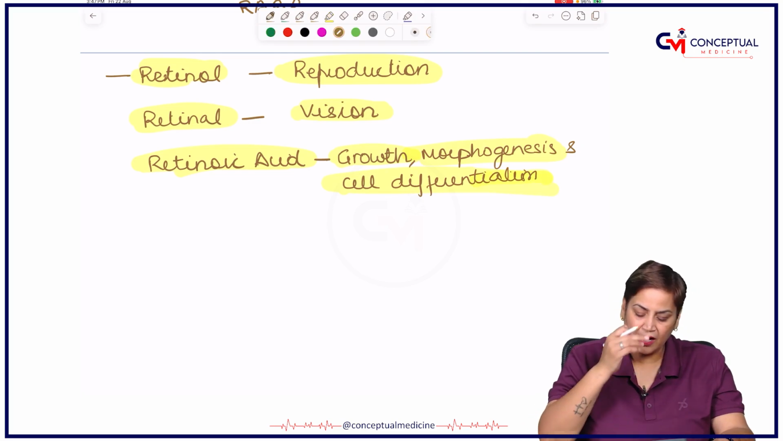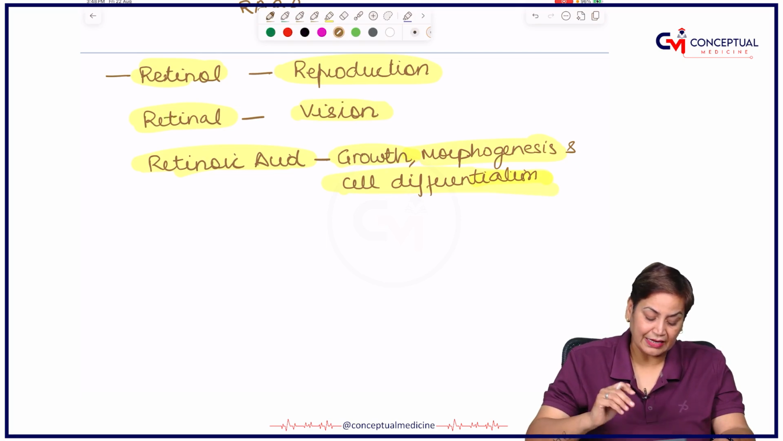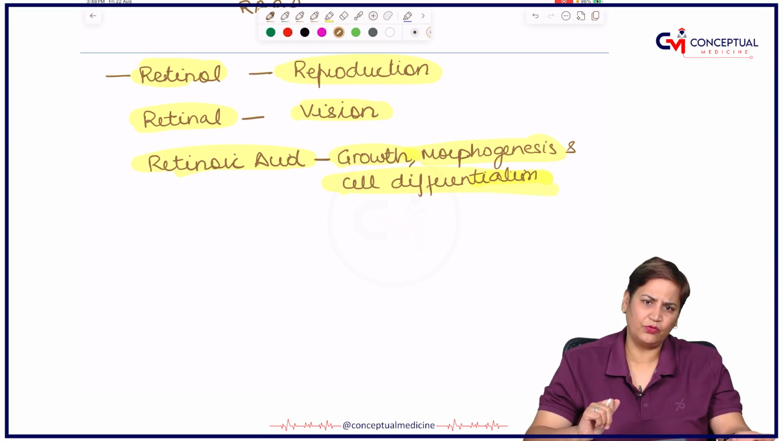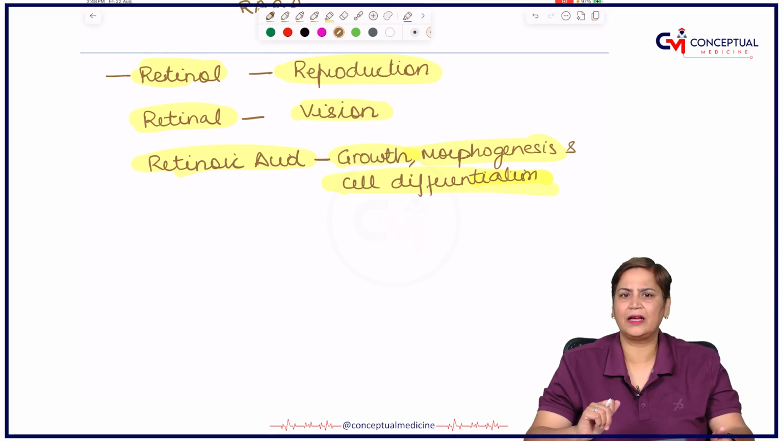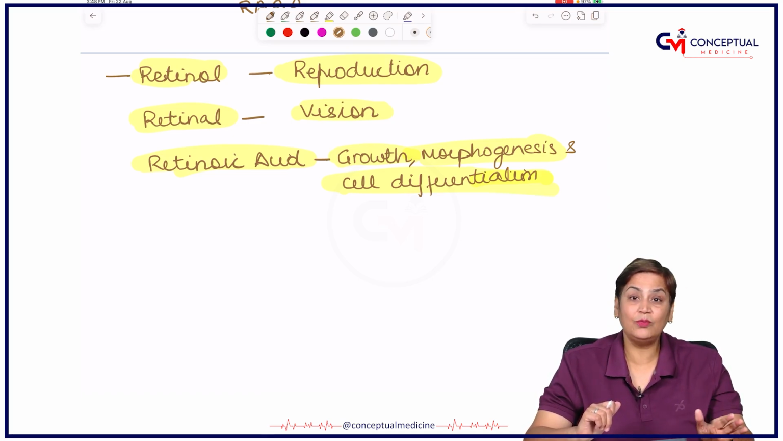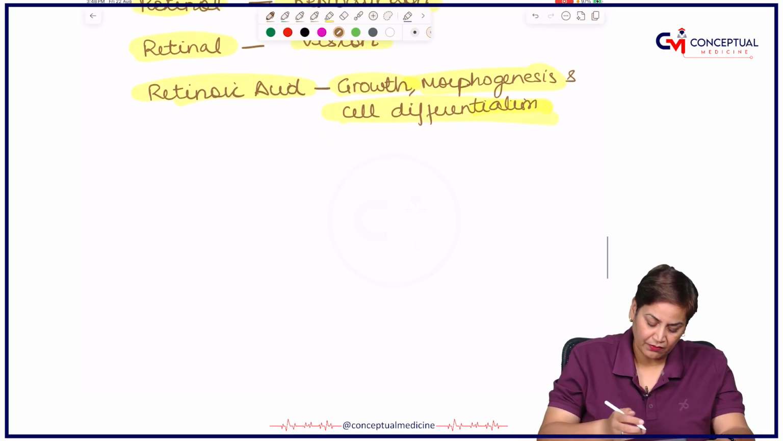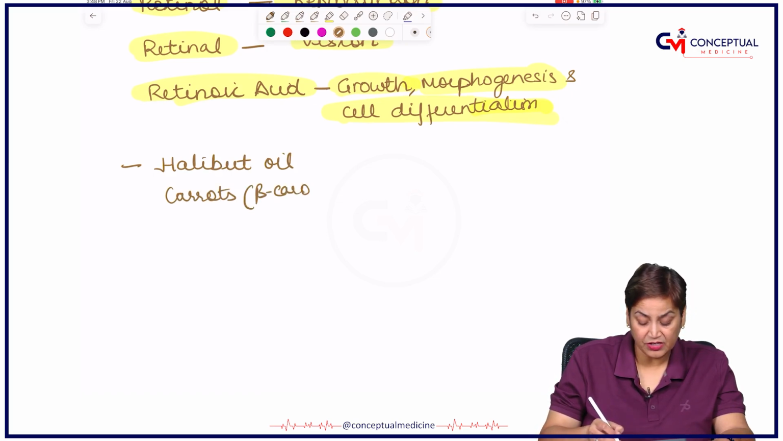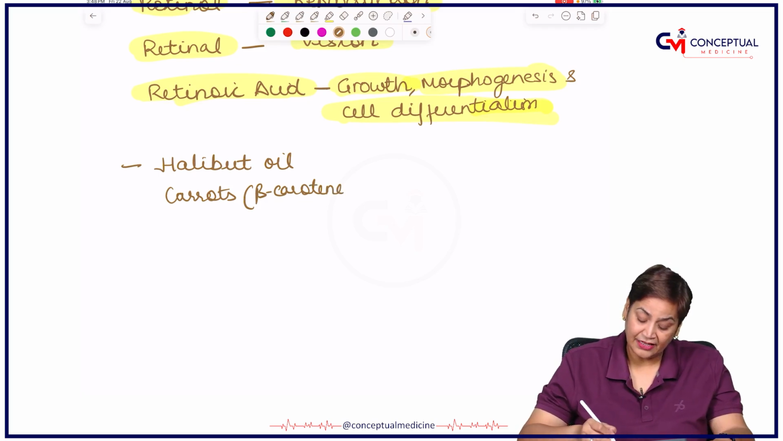So first of all, we are going to discuss the function of retinal, which is very important, because we have studied also that vitamin A is good for eyes, isn't it? We say carrots are good for eyes. Why? Because carrots have beta-carotene. And the richest source of vitamin A is halibut oil. And we can say carrots. Why carrots? Because carrots have beta-carotene, and beta-carotene can function as an antioxidant also. This is also a very interesting feature about vitamin A. So they are the richest sources.